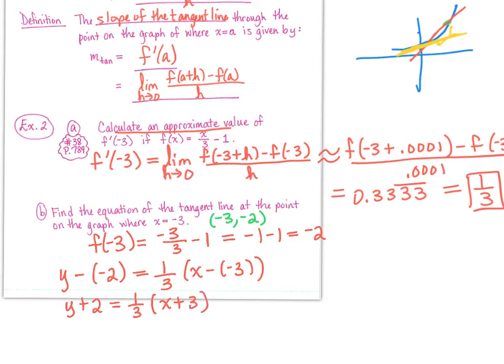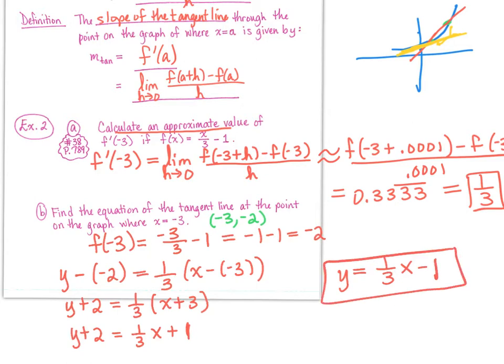And then we can put this in slope-intercept form. So that will give us y plus 2 is equal to 1/3 x plus what? 1. Good. Or we subtract 2 from both sides, and we get y is equal to 1/3 x. What's the rest? Minus 1. Good. And that's your equation.